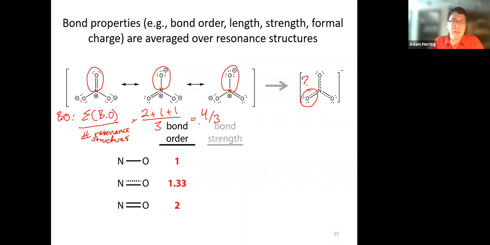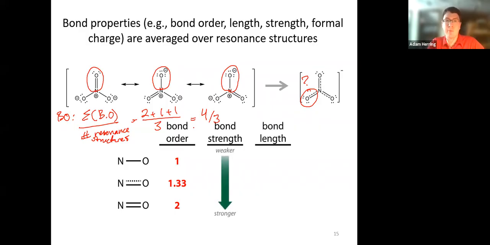So what is the effect on bond strength and bond length? Well, we know that as the bond order increases, so does bond strength. And as bond order increases, bond length decreases. So resonance, because it's averaging between the high and the low bond orders, ends up with an intermediate value, both for bond strength and bond length.